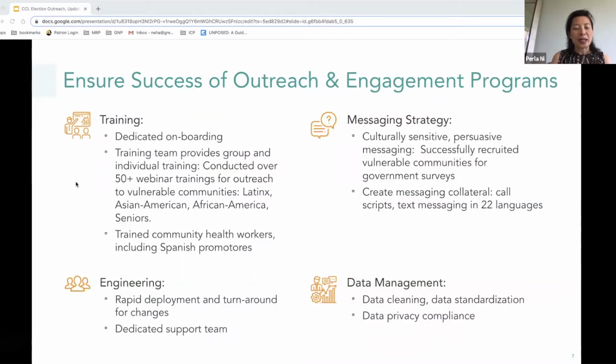The work that we've done in the past includes messaging strategy to make sure that there is culturally sensitive and persuasive messaging, data management to help you make sure your lists are valid, and training and onboarding for census, for instance. We've done over 50 webinar trainings on outreach for vulnerable communities, including Latinx, Asian American, and Hispanic communities. And then of course, we have our engineering team here who are here to customize any solutions for you.